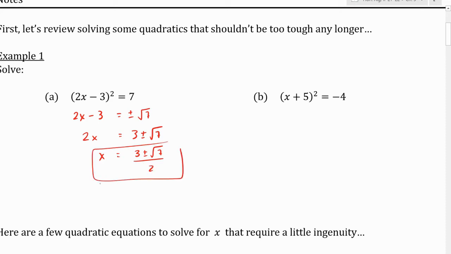And remember, I always get nervous that you're not going to realize that's two different numbers. It's 3 plus root 7 all over 2 or 3 minus root 7 all over 2. Okay? Same thing here. What do you square to get negative 4? Well, you have to square an imaginary to get a negative. So either positive or negative 2i, and then put the real number first, imaginary second.